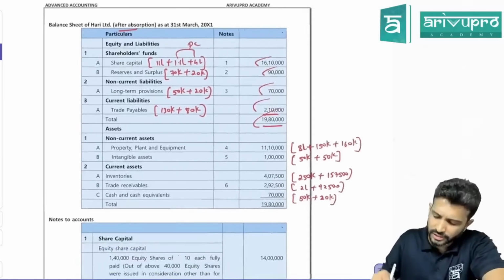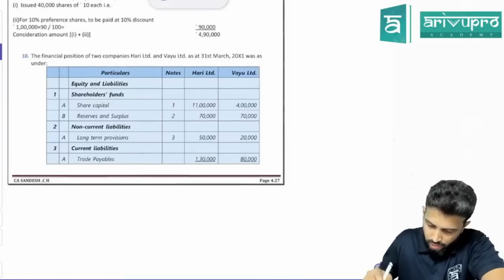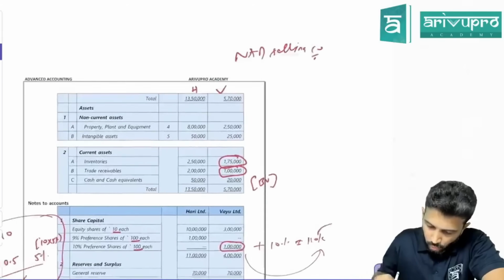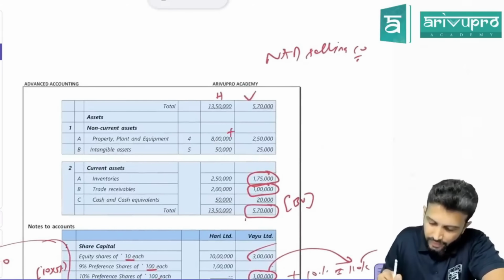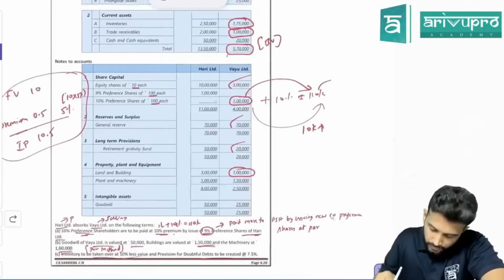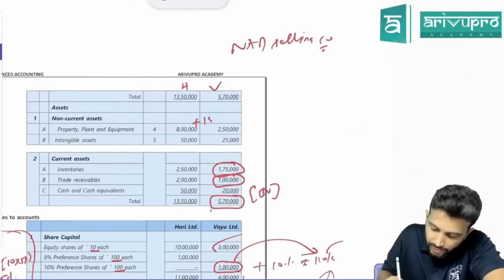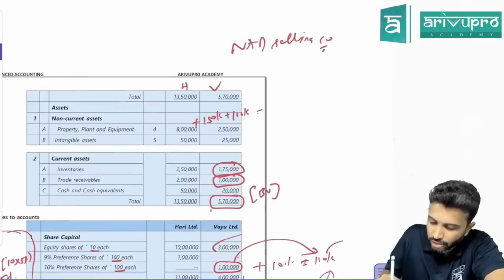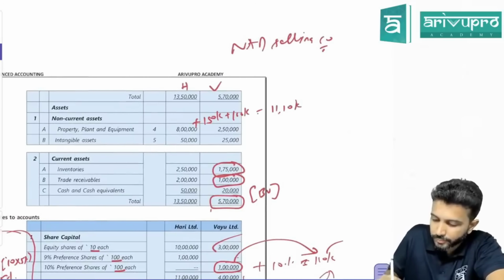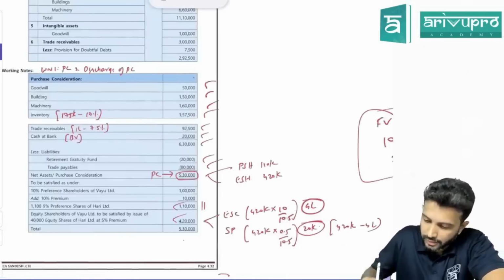Now asset side. Asset side's PP. Here, sir. What is PP of Hari Limited? 8 lakh. So for Vayu Limited's PP, can we take over book value or was there an agreed value? So come back to the adjustment. Building was taken over at 150. Machinery taken over at 160. So to this 8 lakh, add 150, add 160. So that will be 310. So this will be what? 11,10,000. So check, have they shown PP at 11,10,000?